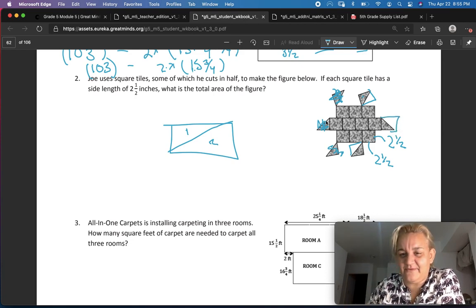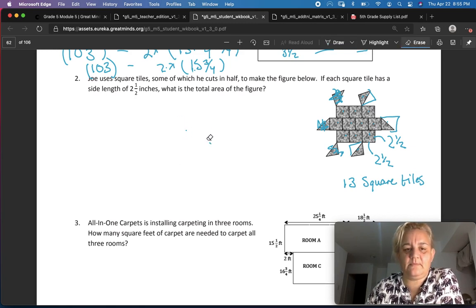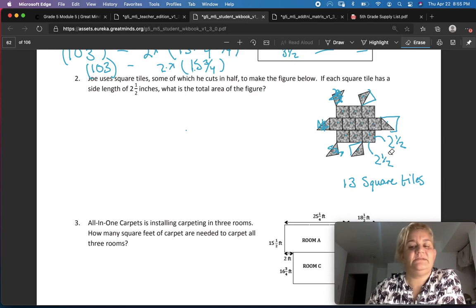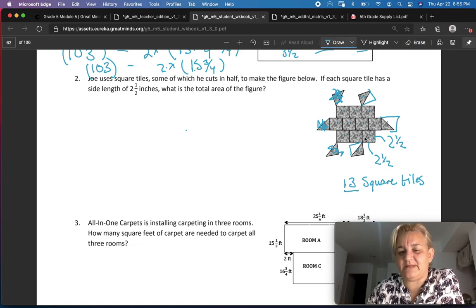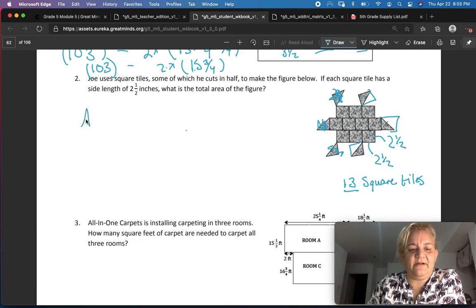So now I have how many full rectangles? 1, 2, 3, 4, 5, 6, 7, 8, 9, 10, and then 11, 12, 13. So there are 13 square tiles, okay? Which means Joe uses square tiles, some of which he cuts in half to make the figure below. If each square tile has a side length of 2 1/2 inches, what is the total area of the figure? So all we have to do is find the area of one of these rectangles, and then we can multiply that by 13 because we know that there's 13 altogether. So the area of one square is 2 1/2 times 2 1/2.